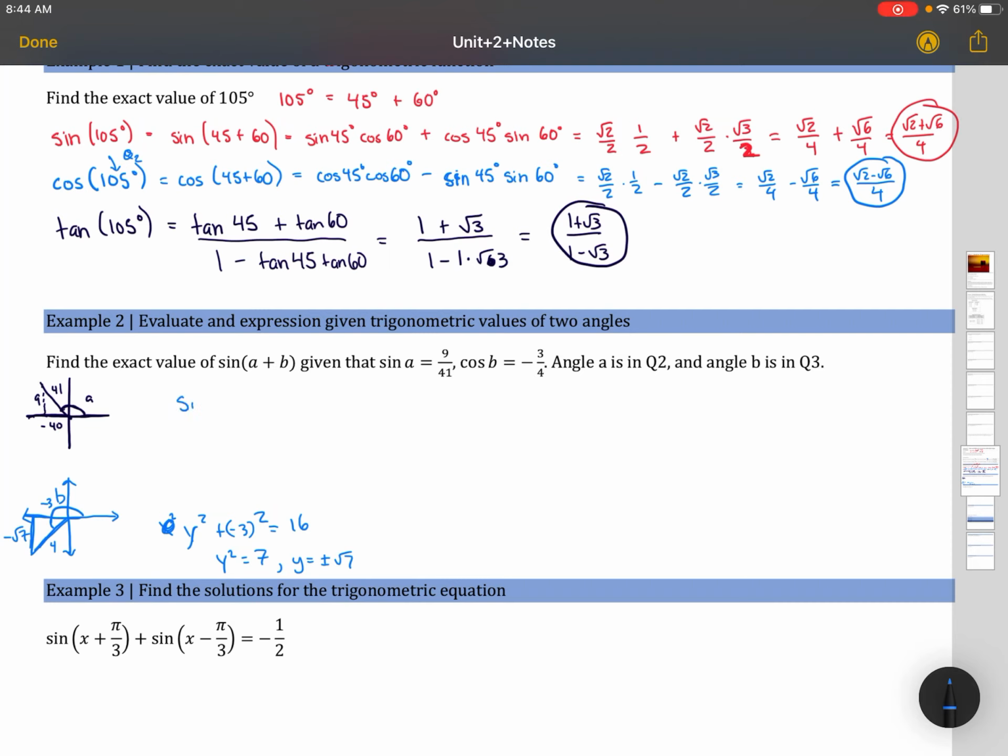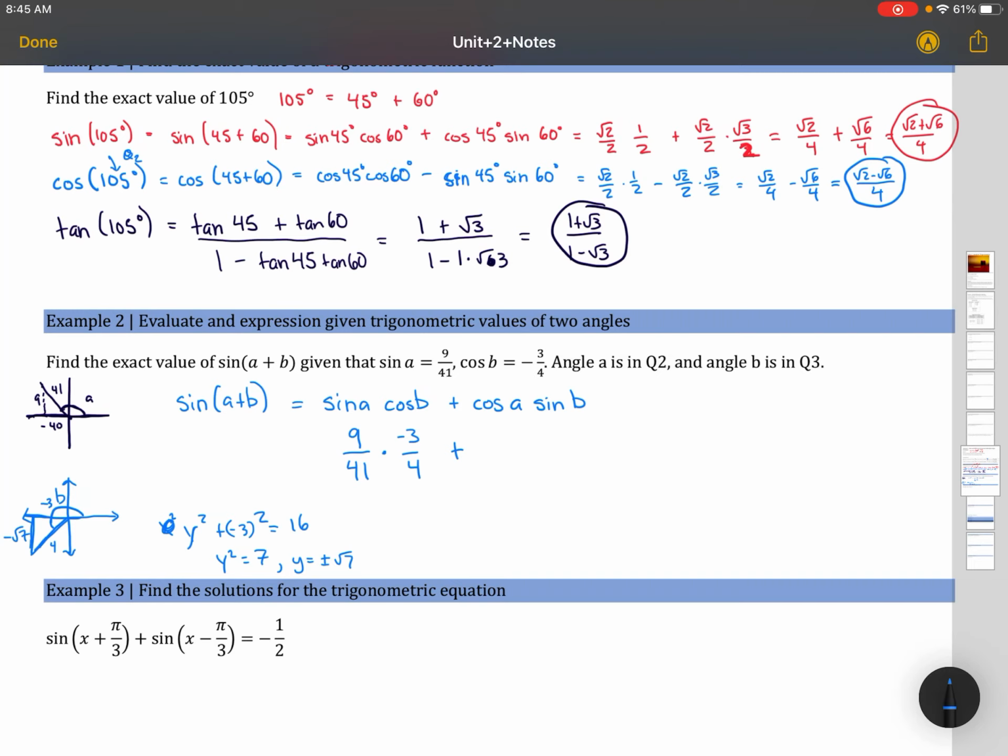So we know the sine of A plus B, according to our formula, is sine A cosine B plus cosine A sine B. So we know the sine of A is 9 over 41, and we know the cosine of B is negative 3 over 4. So the first part of that is taken care of. But then the cosine of A and the sine of B.